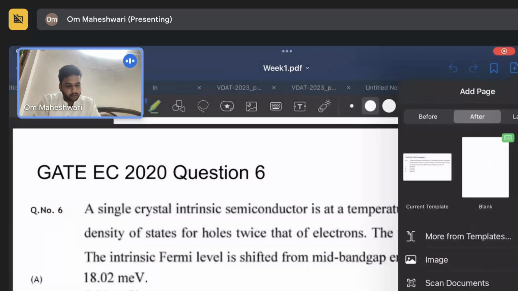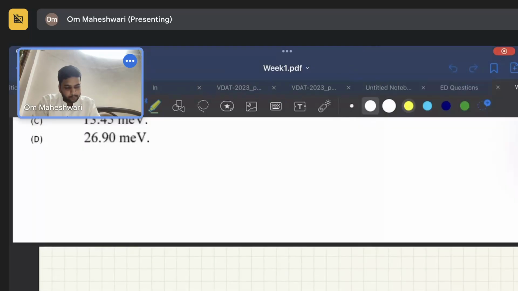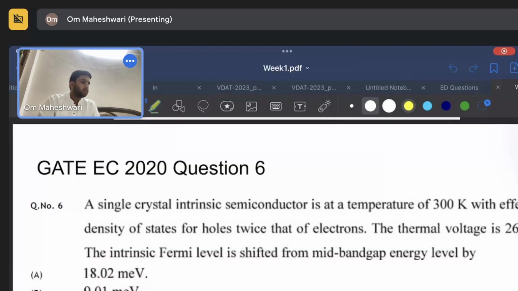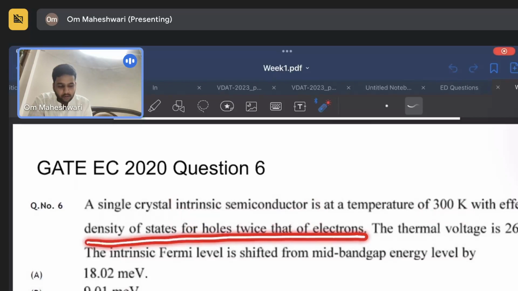Okay, so this question was in GATE 2020. Let us see what this question is and which of the theoretical formulas that we just solved will help us to solve this. The question says single crystal intrinsic semiconductor. Whatever we know, intrinsic, temperature 300, effective density of states for holes is twice that of electrons.